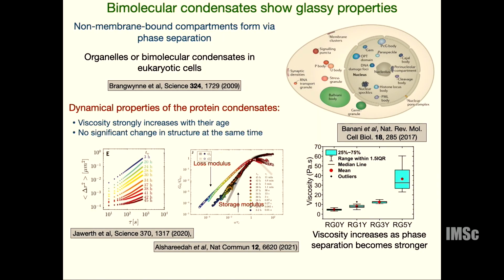Very recently, it has been shown that these biomolecular condensates show glass-like properties. For example, the viscosity strongly increases with their age, with no significant change in the structure at the same time. So this is a glassy characteristic. These are some data shown for the P granules that appeared in this paper. And in this paper, they modulated the strength of the phase separation, and they show that the viscosity again depends on the strength of the phase separation in that system.